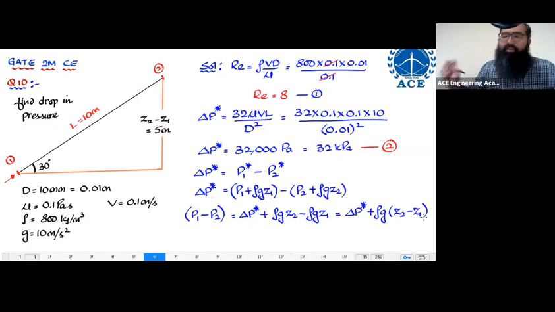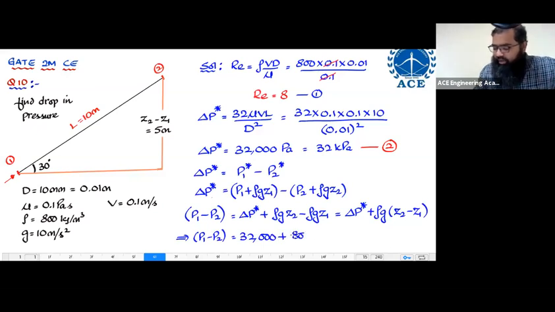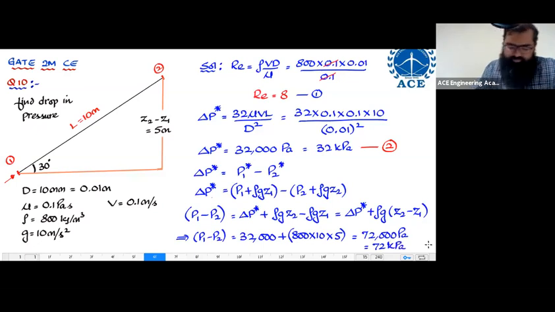Look over here how the datum difference has been helpful for you. You see, Z2 minus Z1 is equal to 5 meters. Directly put in the numbers, which implies P1 minus P2, which is equal to delta P star, is 32,000 plus rho is equal to 800, g is equal to 10, Z2 minus Z1 is equal to 5. If you put in the numbers, you are supposed to get 72,000 Pascal, or you can say 72 kilopascal. This is supposed to be your answer.